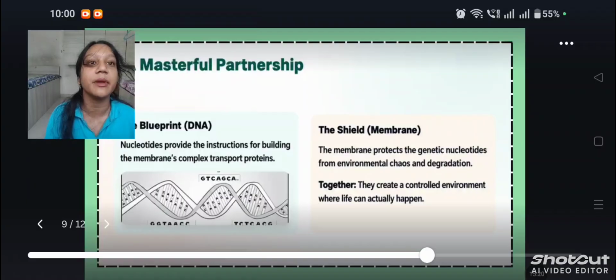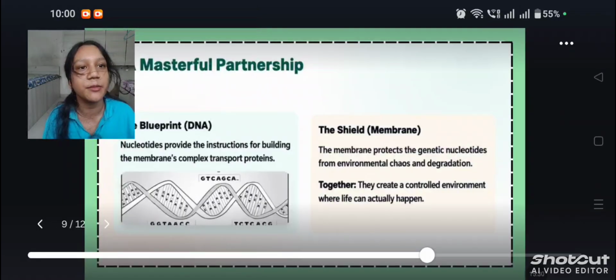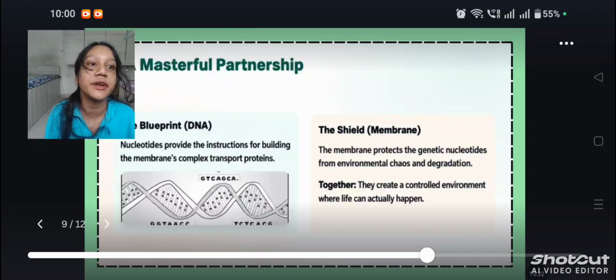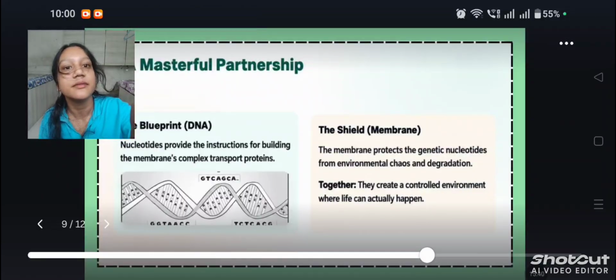Now together they make a masterful partnership. The blueprint, DNA. Nucleotides provide the instructions for building the membrane's complex transport proteins, while the plasma membrane, the shield, protects the genetic nucleotides from environmental chaos and degradation. Together, they create a controlled environment where life can actually happen.